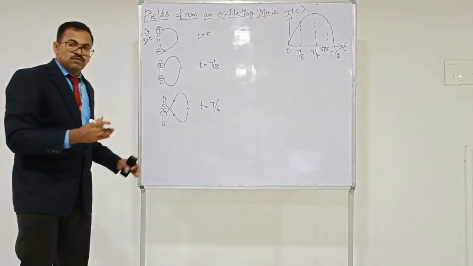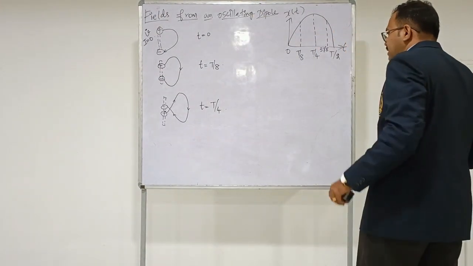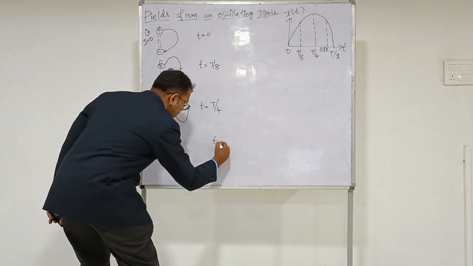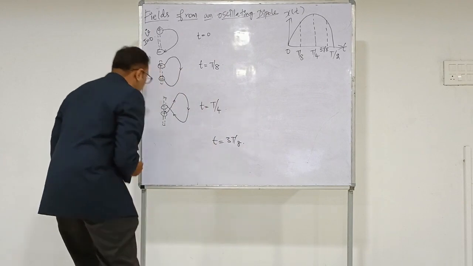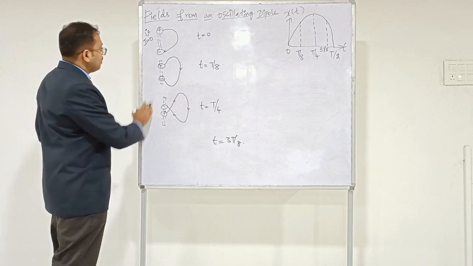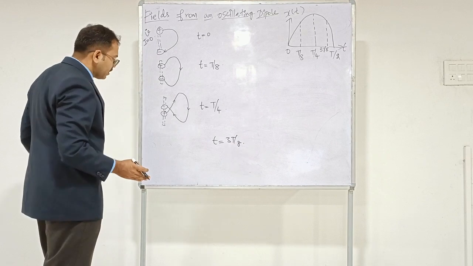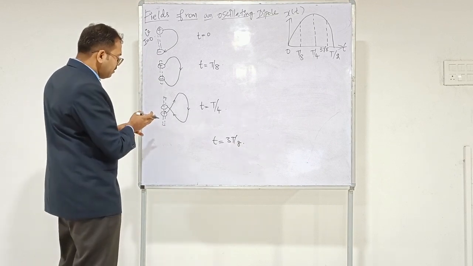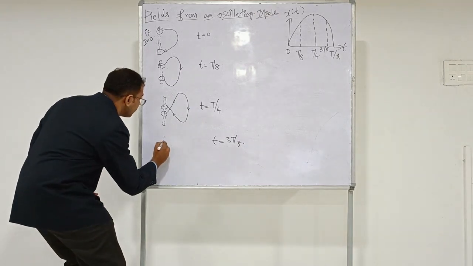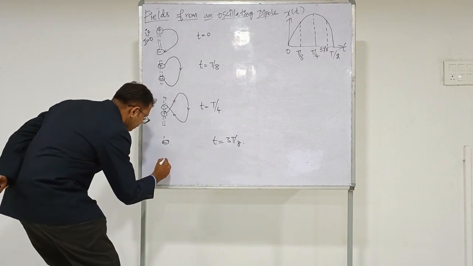So what will happen with respect to time 3T by 8? Now if I consider time 3T by 8, see here, the charges have crossed the midpoint. Now they will move in such a way that they are actually getting close to the extremity.